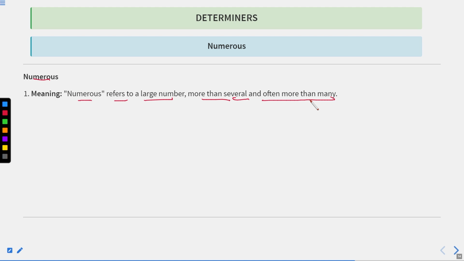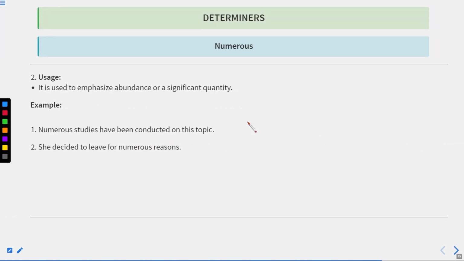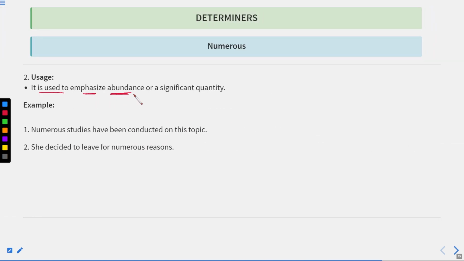So if we are talking about numerous, you can say that it is more than many. Numerous means a large number of something, not quantity, but a large number, of course, because numerous is always followed by plural countable nouns. Numerous is used for countable nouns. Usage: it is used to emphasize abundance or a significant quantity. It means when something is in abundance, or more than the requirement, or very much in quantity, or very many, beyond many.